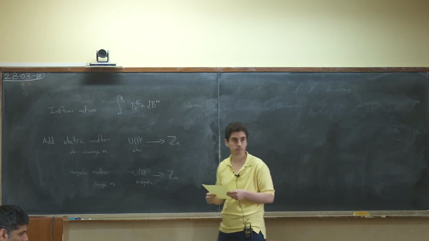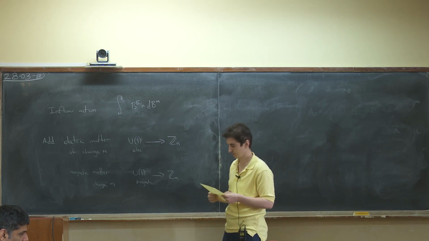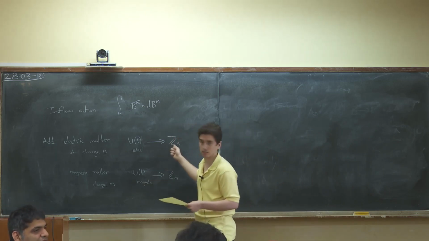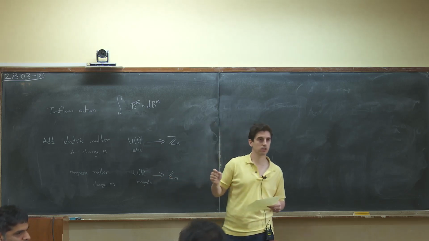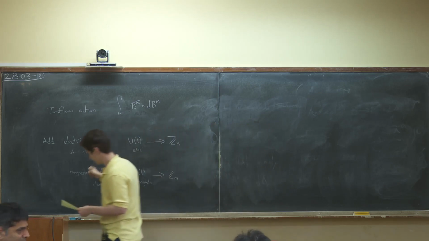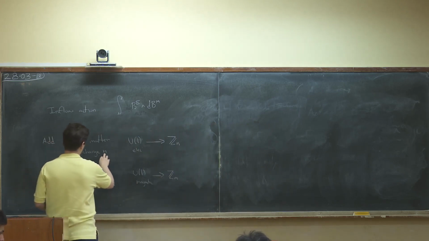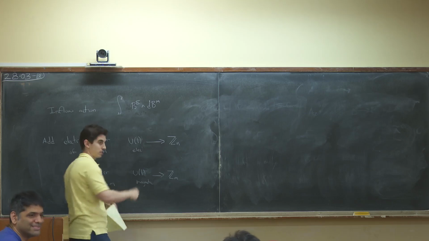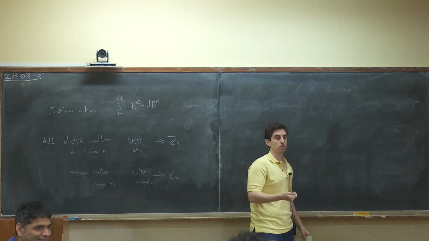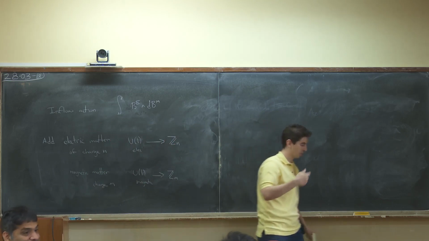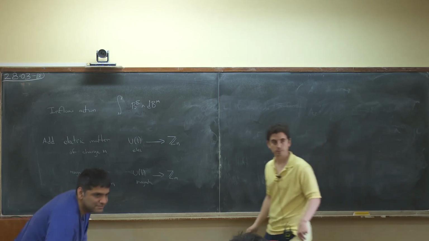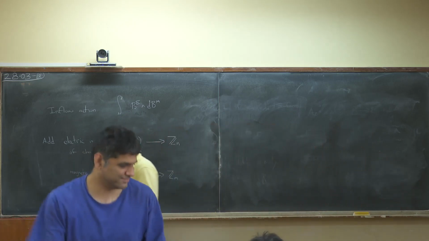Why did it break to Z_n as opposed to something else? Because the Wilson line, if you think of this as a dynamical Wilson line, carries charge n. So it can only screen things of charge n. Okay.